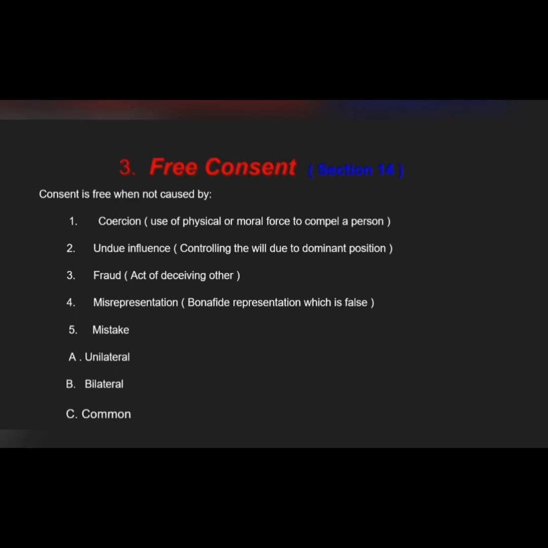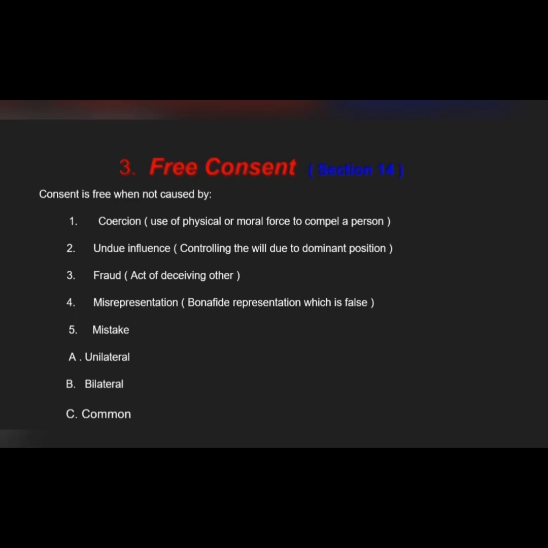Now when you get consent of another person by act of deceiving, it becomes fraud, and that consent is also not a free consent. Next to that, misrepresentation. It is expressed in these words: not bona fide representation. You can say bona fide representation which is false, means expressing a statement which is false just to deceive the other. Once again, here the consent is not free consent.